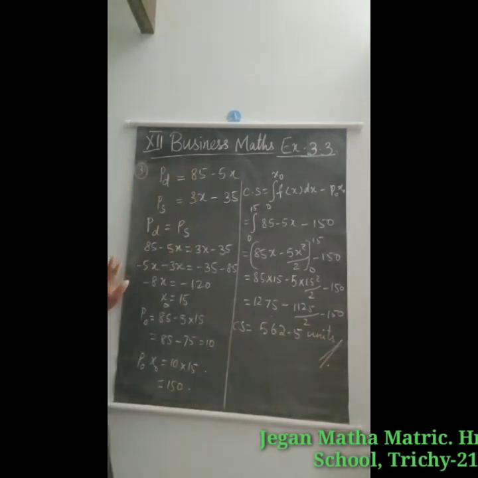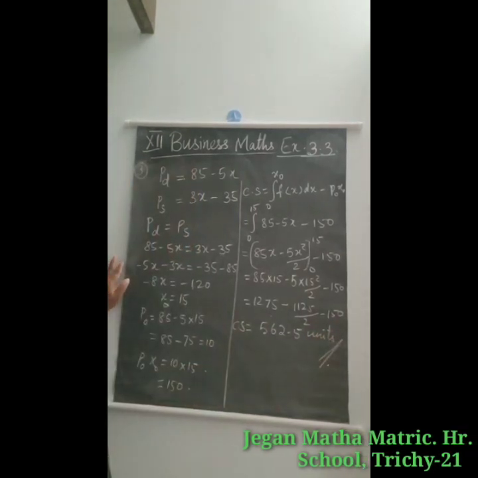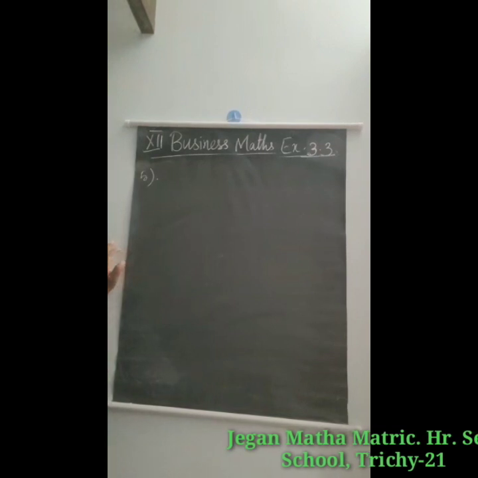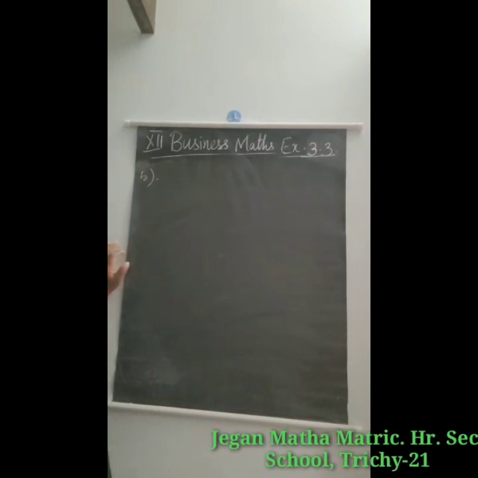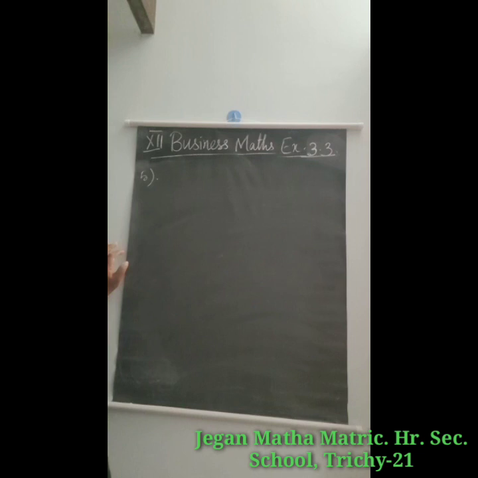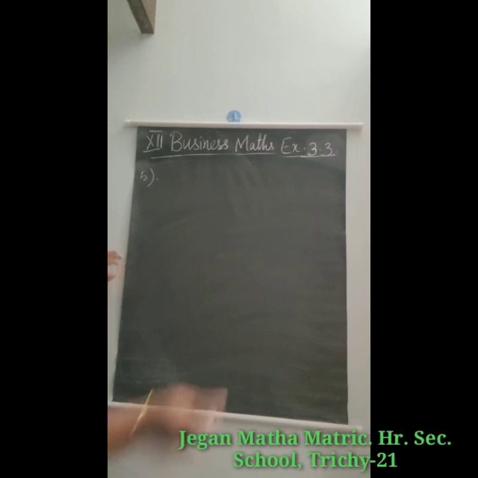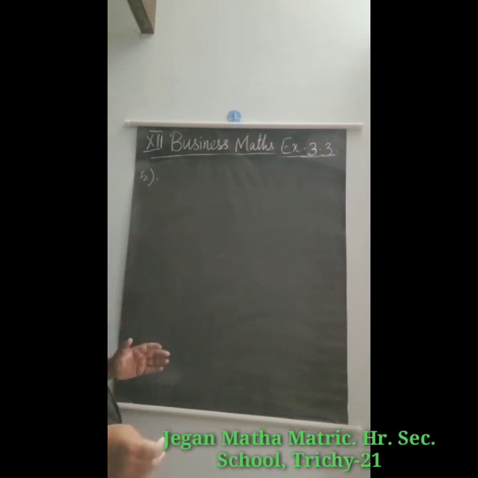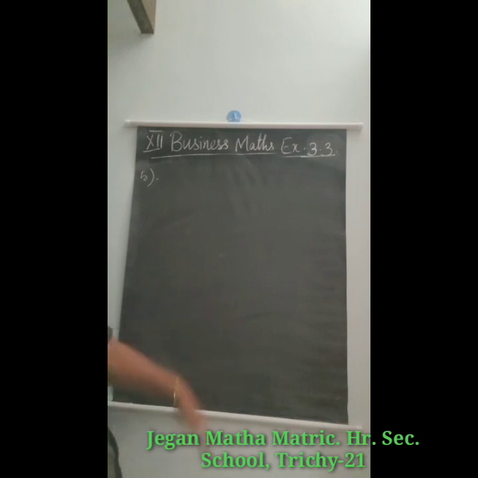Can you understand, students? Let us see the fifth question. Calculate the producer surplus at x is equal to 5 for the supply function P is equal to 7 plus x. If we find out consumer surplus, the demand function is given.